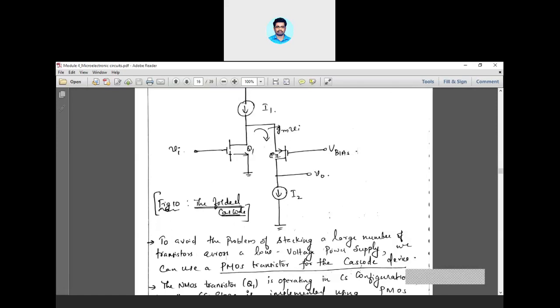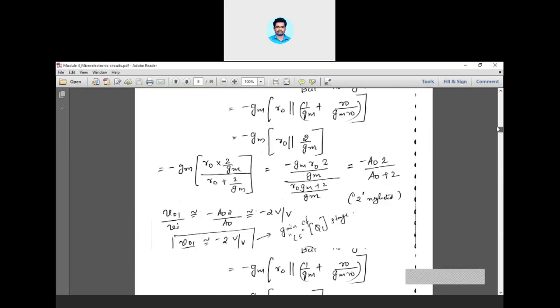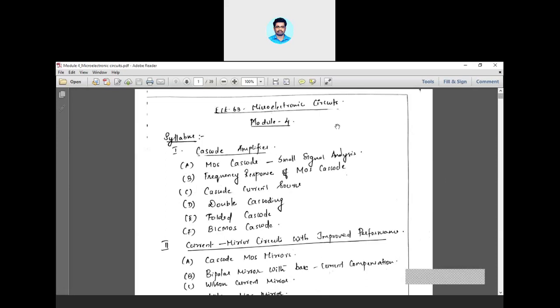But the problem of excessive dissipation can be avoided, and a better Q point can be achieved here. The problem of heat dissipation and power dissipation can be avoided by using the folded cascode configuration. So let me conclude the class, what we have learned now.